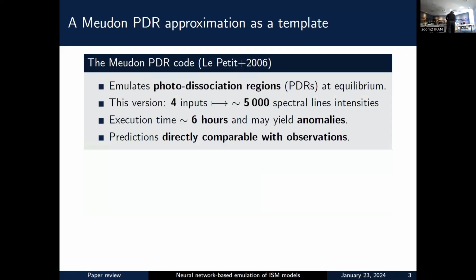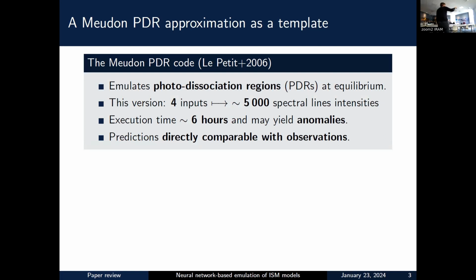So in our case, we look at the Meudon PDR code, which is a code which emulates PDR regions at equilibrium. And in our version of the code, we have 4 inputs. I will say more about them later. And we obtain more than 5,000 spectral line intensities at the end. So we can consider that this code is a function with 4 inputs and several thousand outputs.